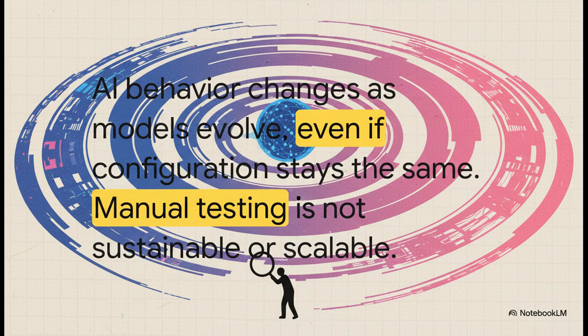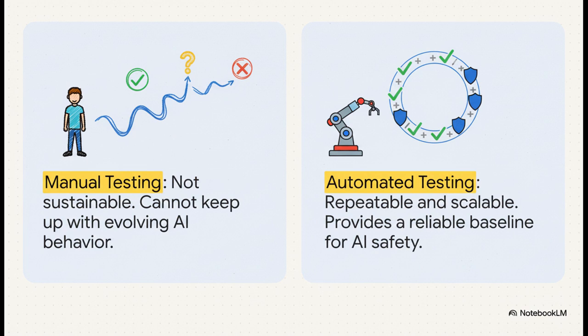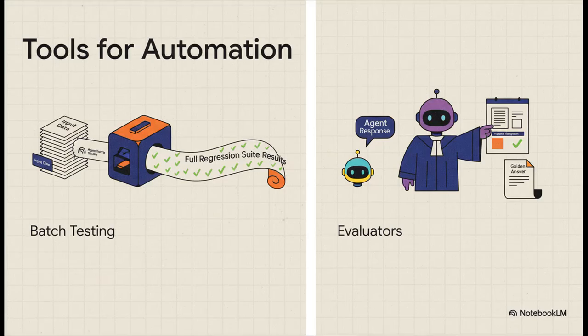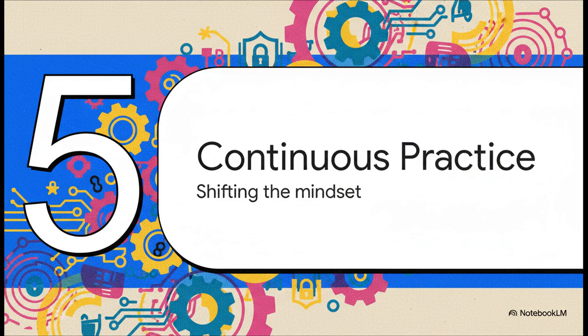It can't keep up. When you put them side by side, the difference is pretty stark. Manual testing is inconsistent and just not sustainable in the long run. An automated approach, though, gives you something that's repeatable, scalable, and that you can run every single time something changes. So, how do you automate this? There are 2 key tools for the job. First is batch testing. You can build a whole suite of tests covering all 3 layers and just run it automatically. The second tool is called evaluators. This is pretty cool. You actually use another AI, a judge, to automatically compare your agent's answers to a perfect set of responses.